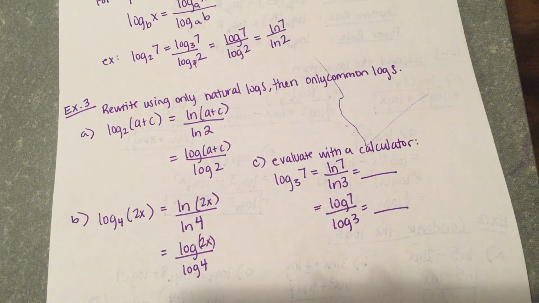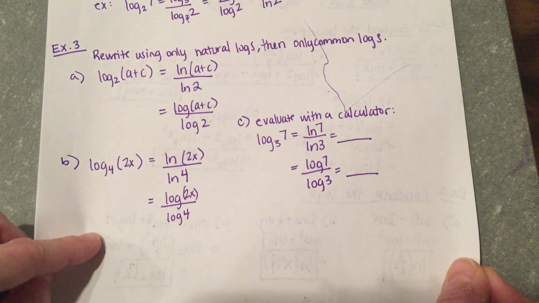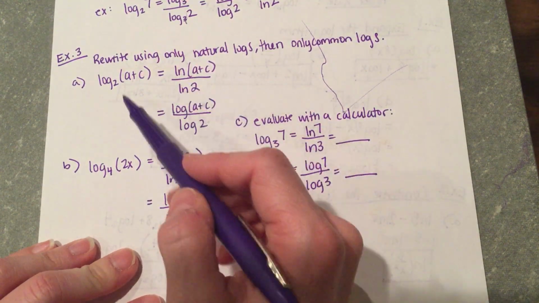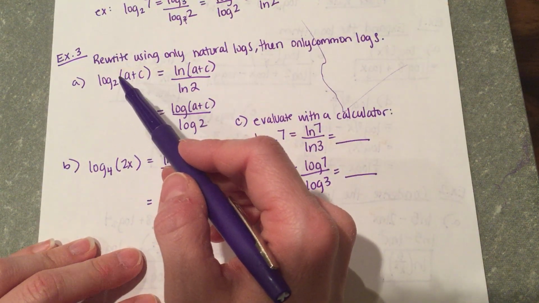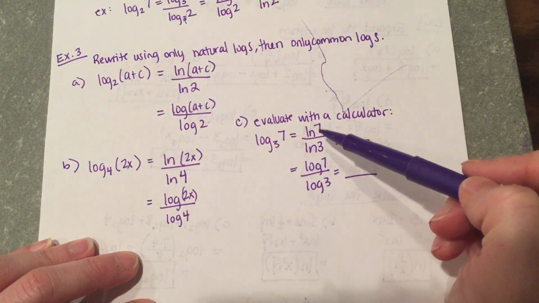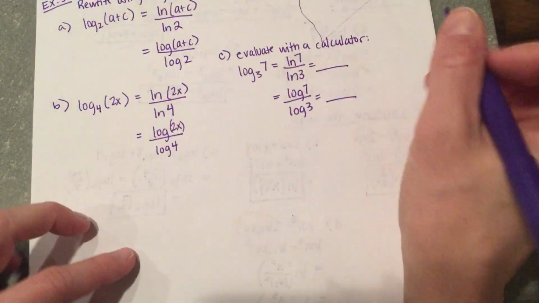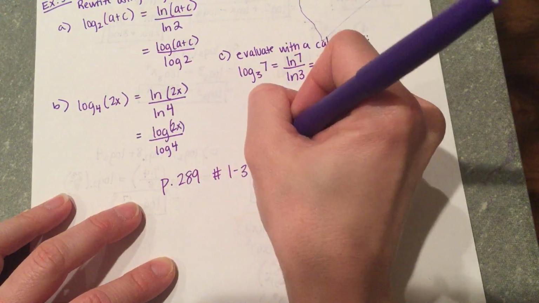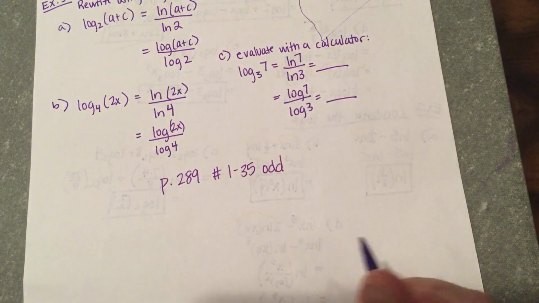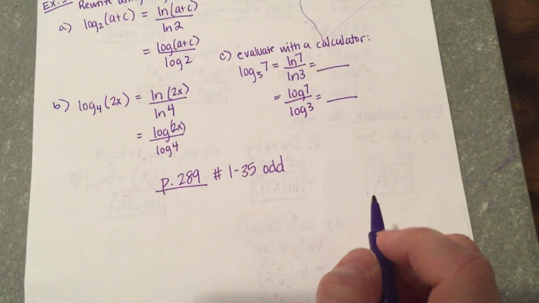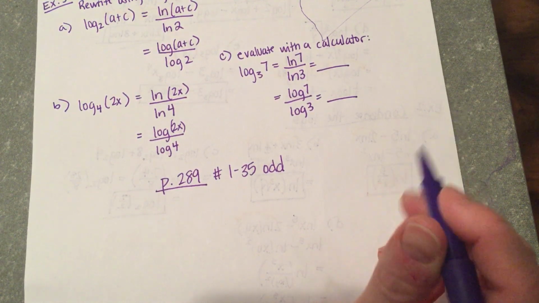Okay, so for your homework, you're going to be practicing using the product rule, quotient rule, and power rule to expand and condense logs, and then using the change of base formula to rewrite logs with not common bases, either with natural log or common log, and then to evaluate logs in the calculator. So you're going to do page 289, numbers 1 through 35, odd. Just like before, I know it's kind of a lot of problems, but I think they will go quickly once you get the hang of it.